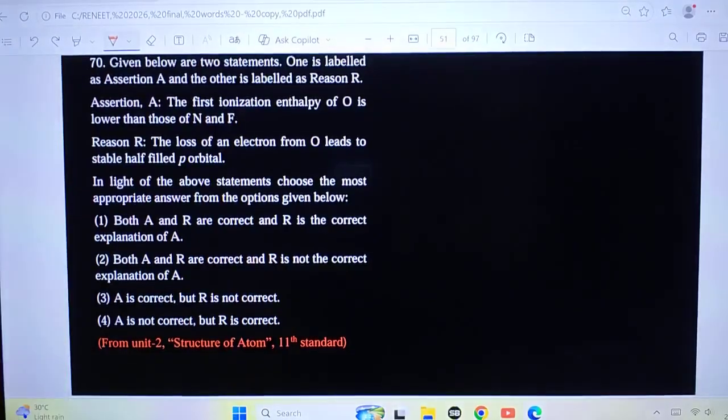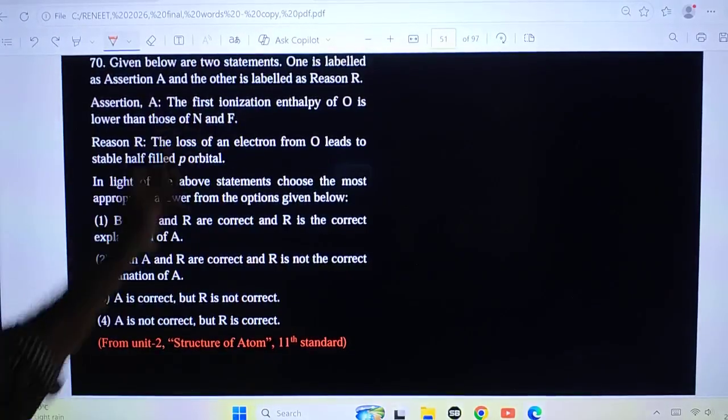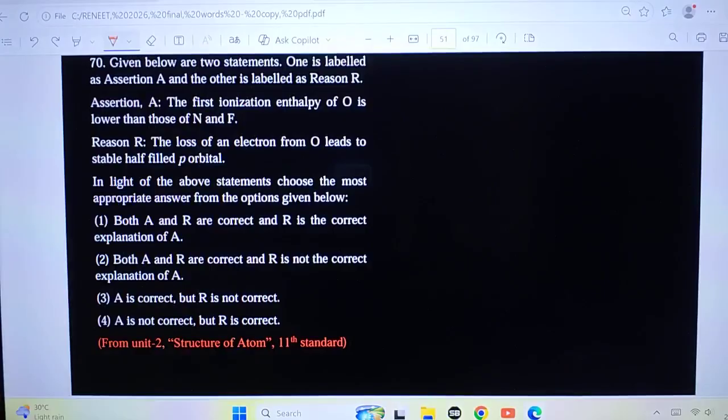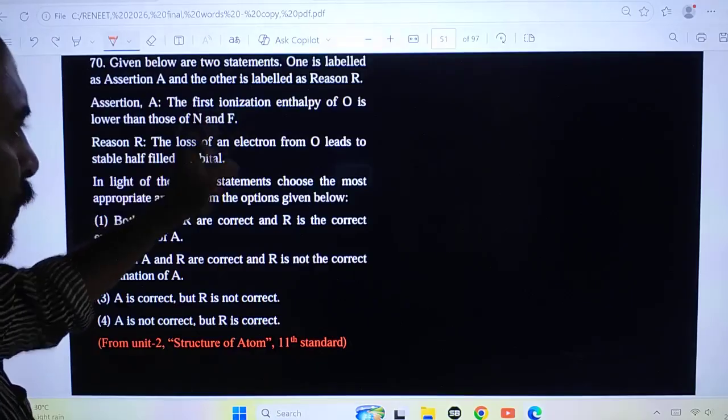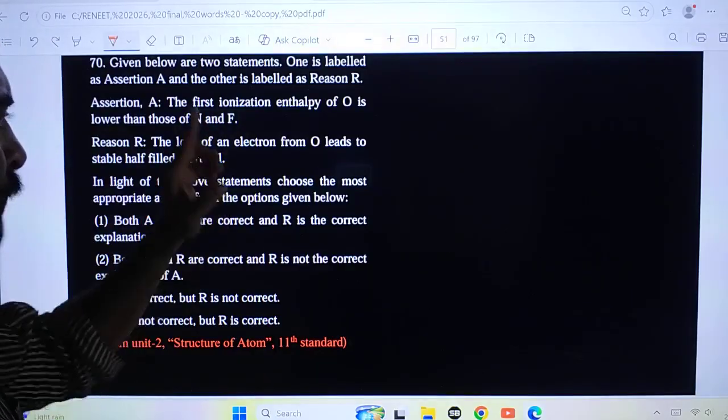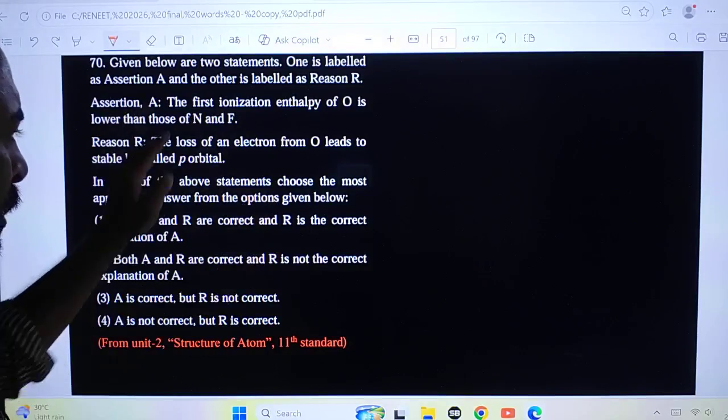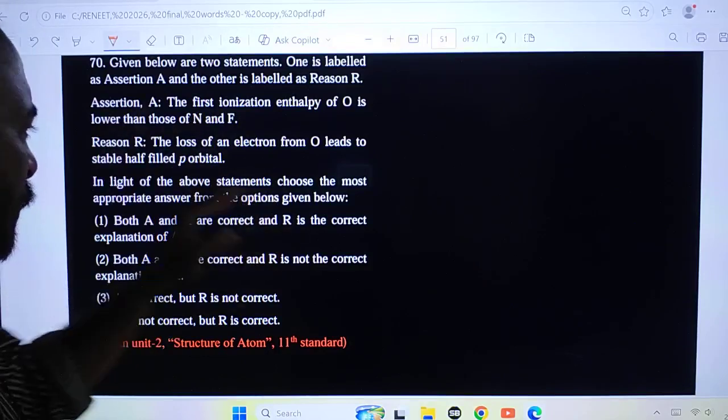Okay, next question. Given below are 2 statements, one is labeled as assertion and the other is labeled as reason. Assertion: the first ionization enthalpy of oxygen is lower than those of nitrogen and fluorine.